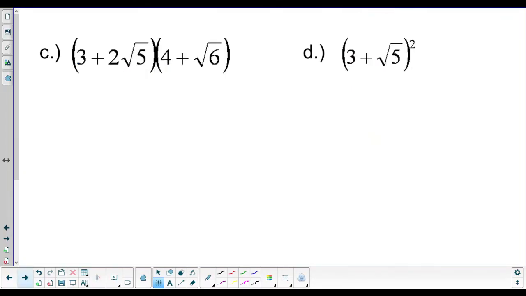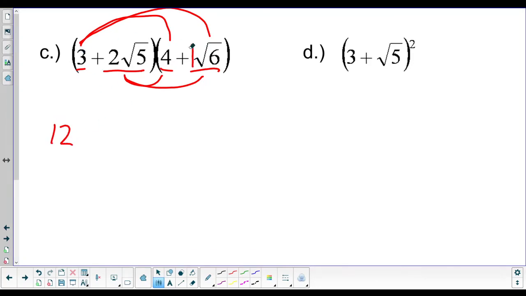Let's look at maybe a couple harder ones. Here, we have a binomial. We have 2 terms, 2 terms. So we're going to have to FOIL or distribute. So we're going to do 3 times 4, then 3 times radical 6, then 2 radical 5 times 4, then 2 radical 5 times radical 6. So let's start with the 3. 3 times 4 is 12. The invisible coefficient here is a 1. So 3 times 1 is 3. Bring down your radical 6. We're done with the 3.